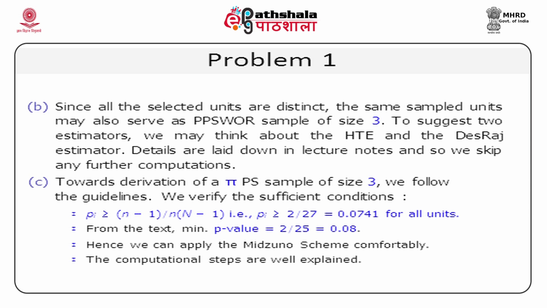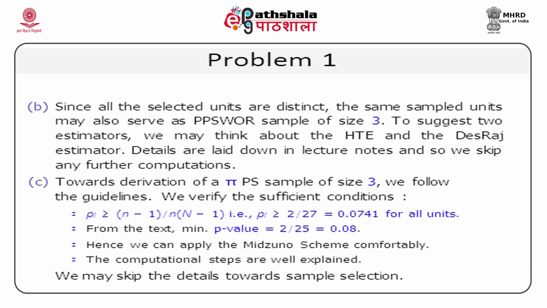Towards derivation of a pi-PS sample of size 3, we follow the guidelines given in the text. First, we have to verify a sufficient condition. The sufficient condition is that pi has to be greater than or equal to every single pi; the normed size measure has to be greater than or equal to this expression, which simplifies to 0.0741.